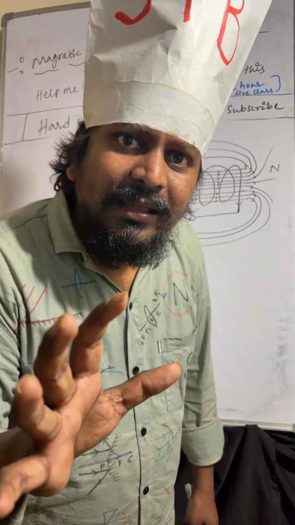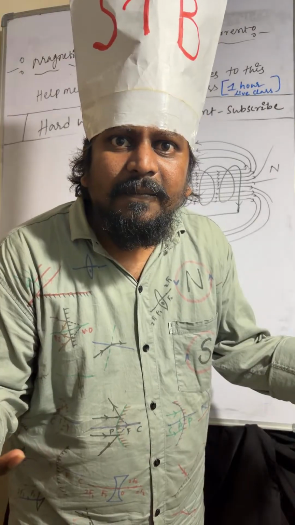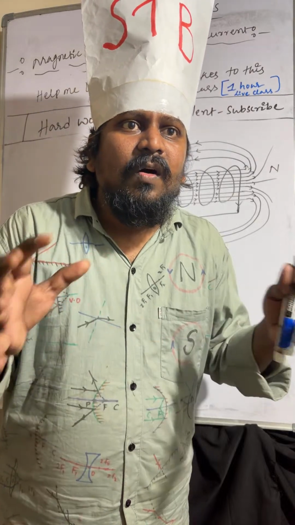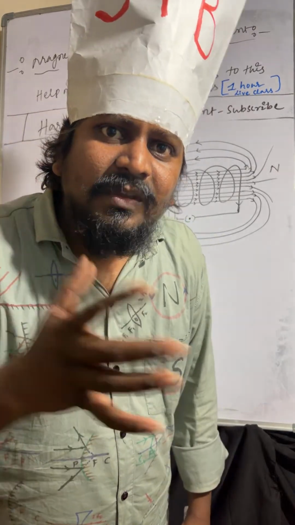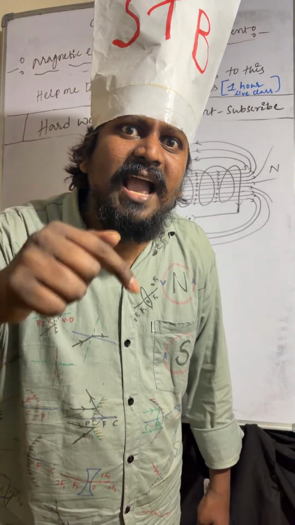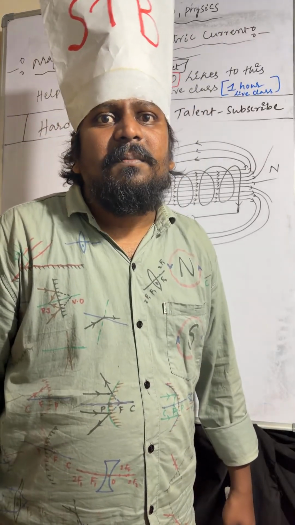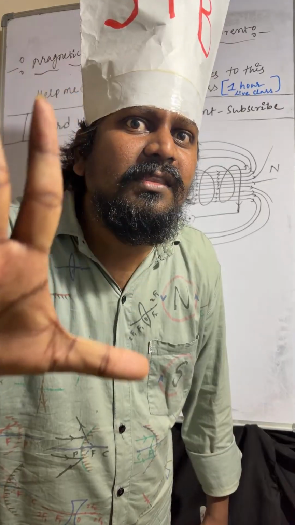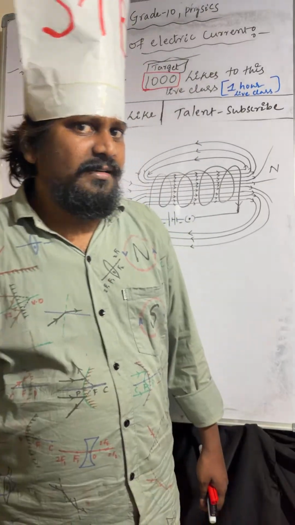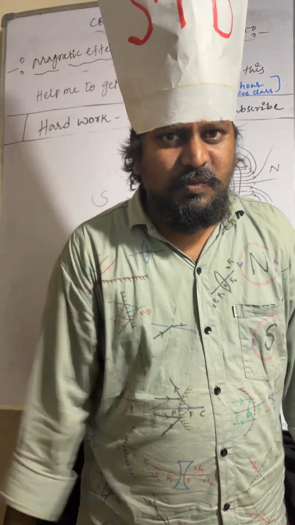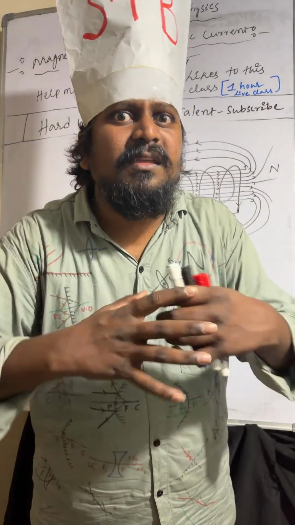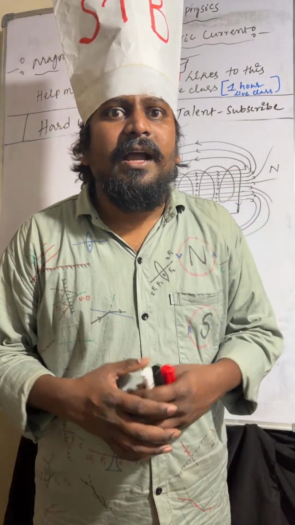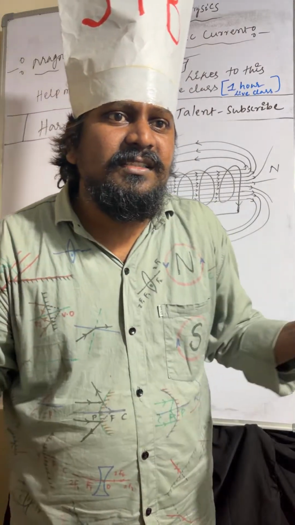In the solenoid, we can increase the magnetic field. How can you increase the magnetic field? By increasing the strength of current. Point number one. Coming to point number two, by increasing the number of turns.